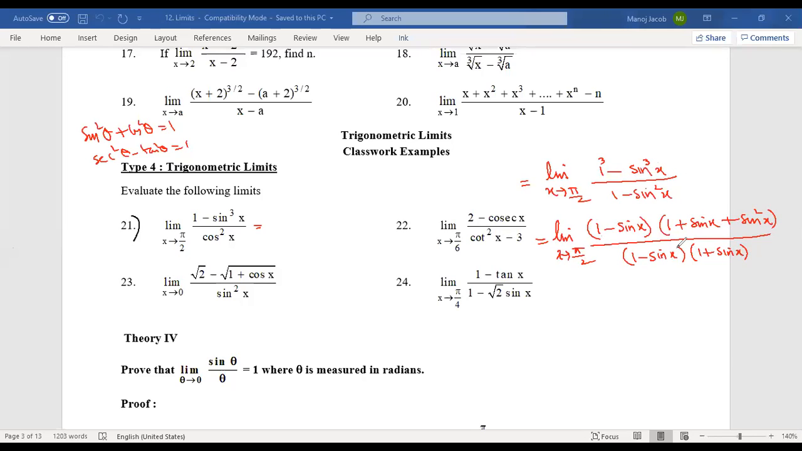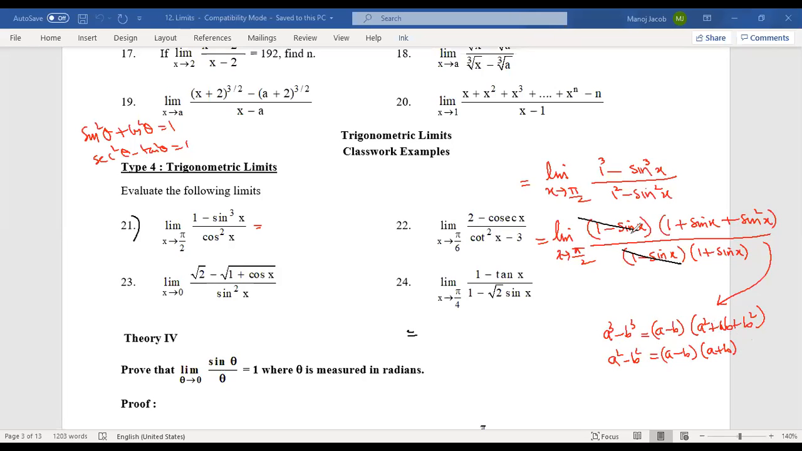Did you understand this step that I just wrote? Yes, sir. Besides this, please write the reasoning. A cube minus B cube I have applied as (A minus B) into (A square plus AB plus B square). And below, what did I apply? A square minus B square is (A minus B) into (A plus B). By doing so, this A minus B term will get cancelled. So 1 minus sin x will get cancelled.